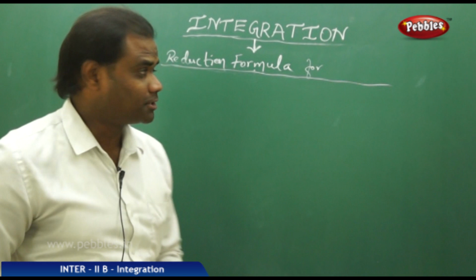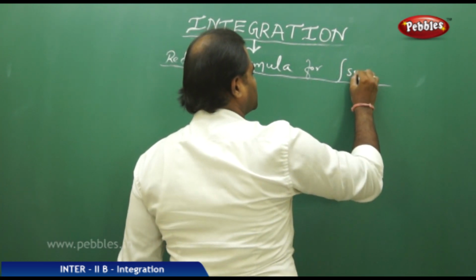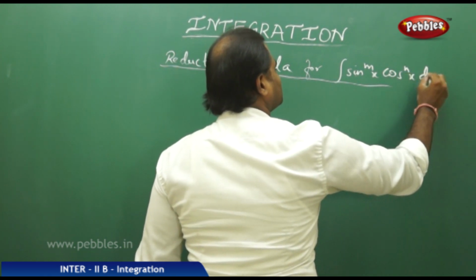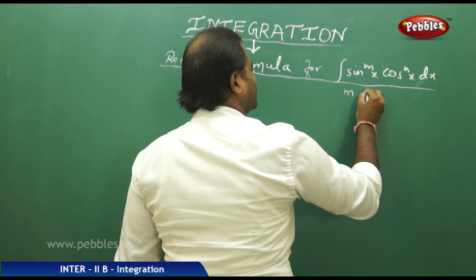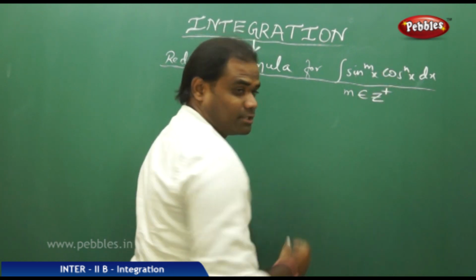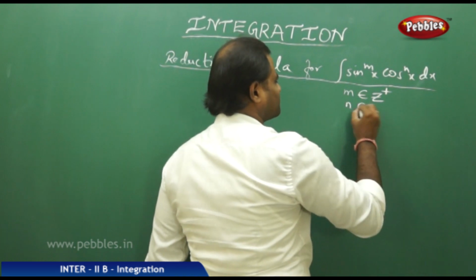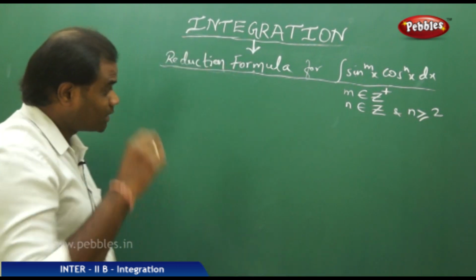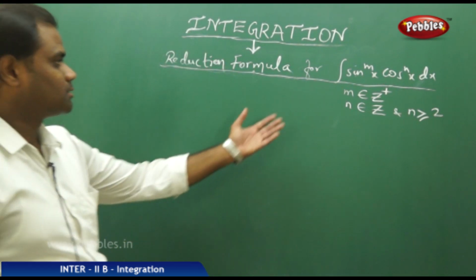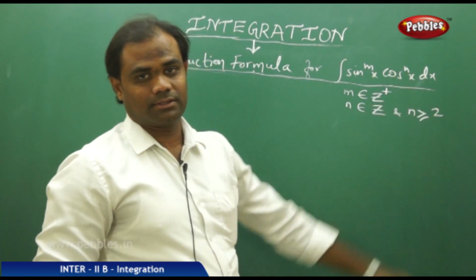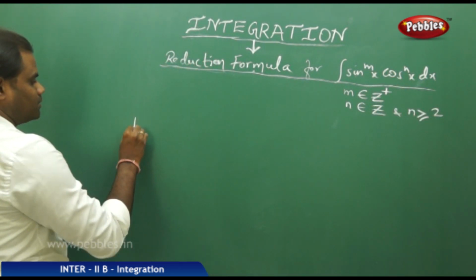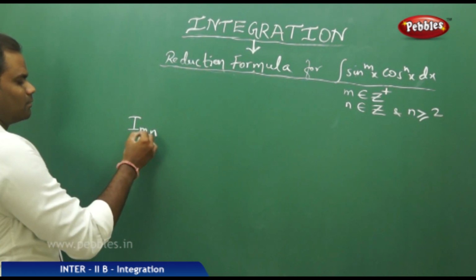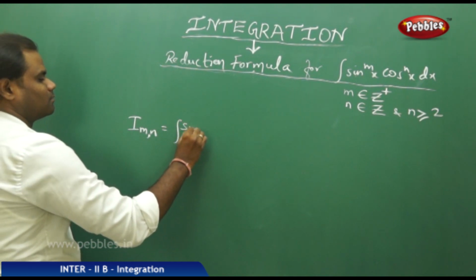Now let's see the reduction formula for integration of the type sine power mx cos power nx dx, where m belongs to Z plus, the positive integers, and n belongs to Z and n is always greater than or equal to 2. So these are the conditions through which we are going to integrate sine power mx cos power nx dx. Generally, integral of sine power mx cos power nx is denoted by Imn.